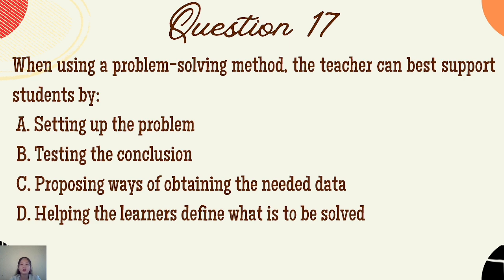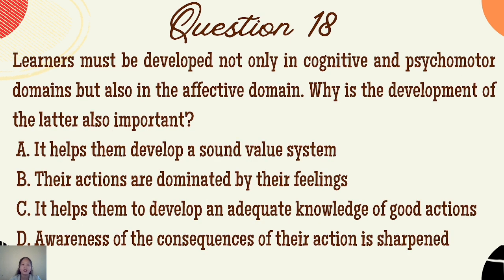Now let's go to question number 18. Learners must develop not only in cognitive and psychomotor domains, but also in the affective domain. Why is the development of the latter also important? So the correct answer is letter A. It helps them develop a sound value system. So the affective domain influences values and decision making, shaping how learners respond emotionally and socially.